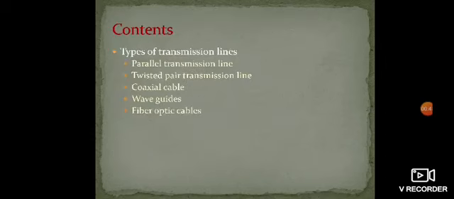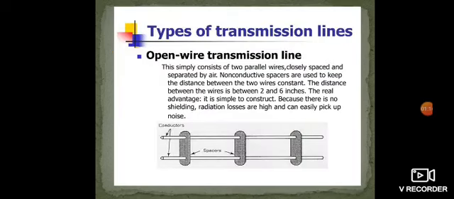So in this video, I am going to tell what the types of transmission lines are. Under that we have the parallel transmission line, twisted pair transmission line, coaxial cable, waveguides, and fiber optic cables. So what are the uses of each of these? These are the types of transmission line, and the first one is the parallel wire transmission line.